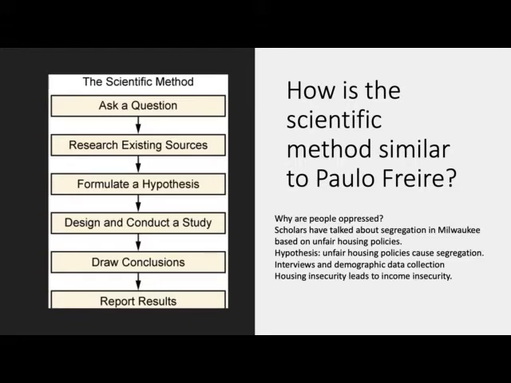Double precarity, some people call it. So housing insecurity leads to income insecurity. That's two forms of oppression that overlap. That's something new that we developed by going through this demographic interview process that we went through, asking the questions and carrying out a very long-term study.